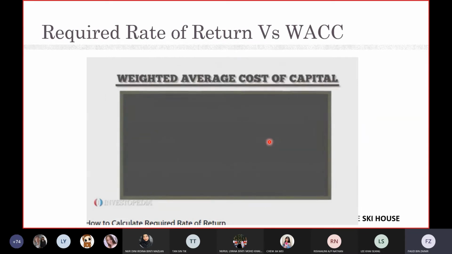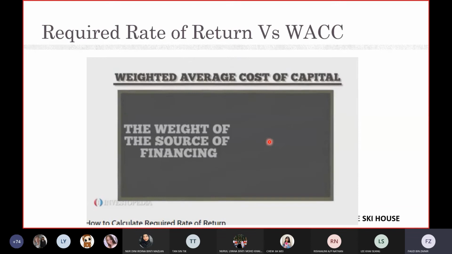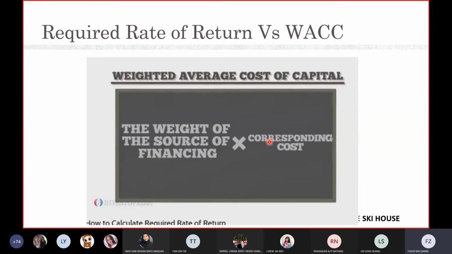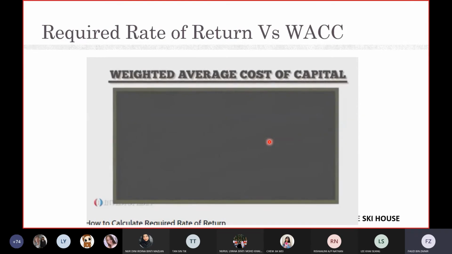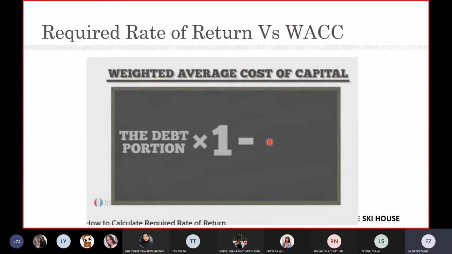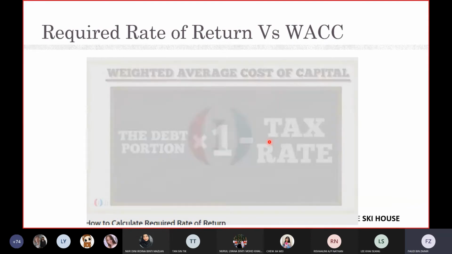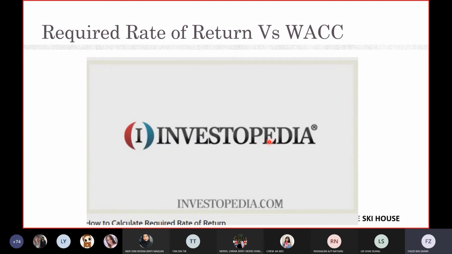To find the weighted average cost of capital, take the weight of the source of financing and multiply it by the corresponding cost. There's one exception. Multiply the debt portion by 1 minus the tax rate. Okay, so that's how you reconcile. Basically, the required return is more or less the WACC. So you have to take the average cost of your sources of financing, and then you can use that as a general benchmark to evaluate any investment or project.